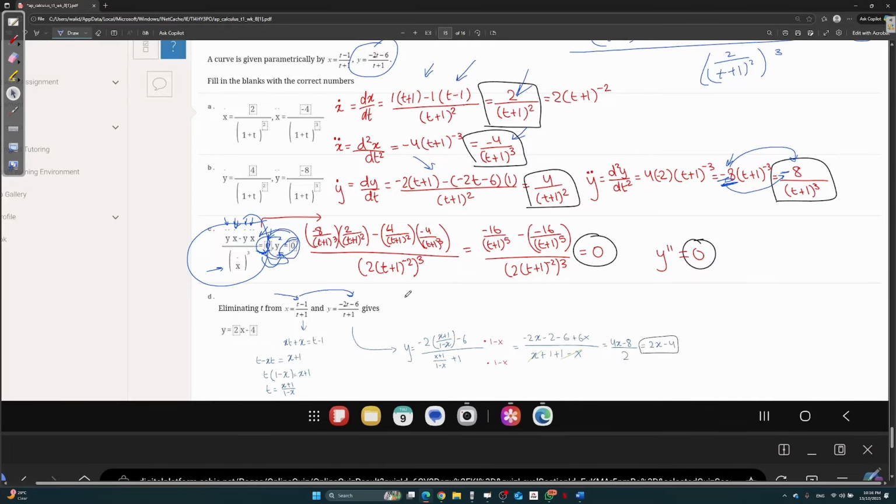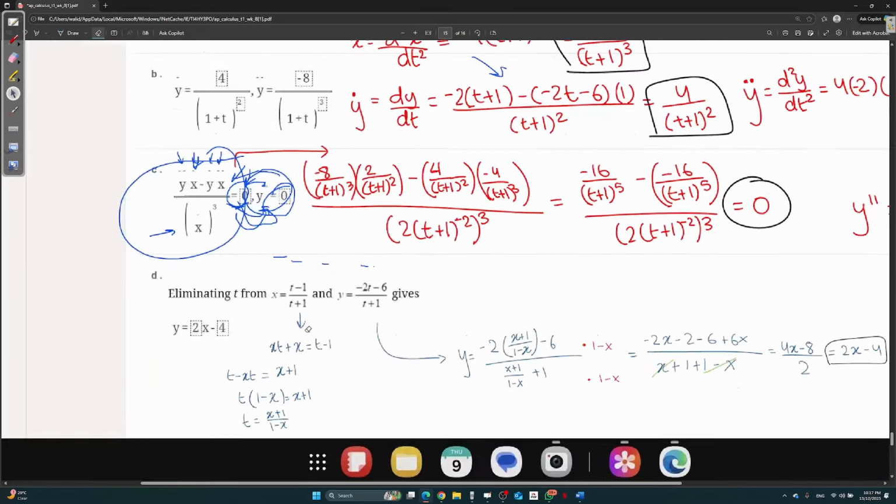So when they say this, that means they want you to write y in terms of x without the t. How do you do this? It's so easy. That means you need to find t equals something, and then substitute that into the other one, so you get rid of the t. How do you do it? So easy. First one here.